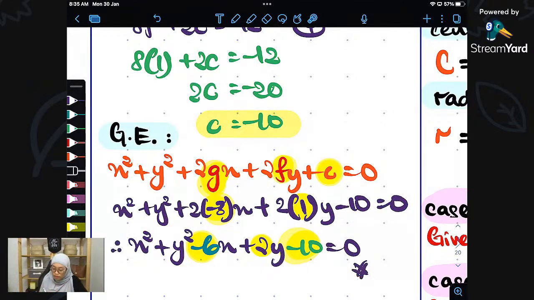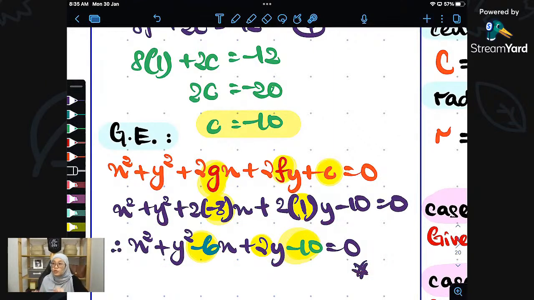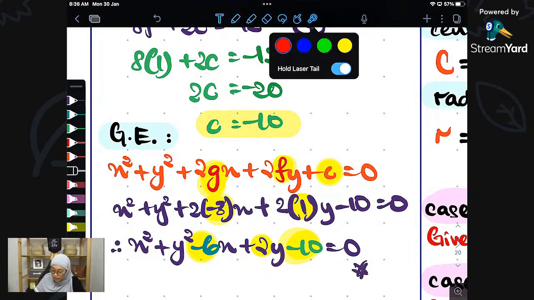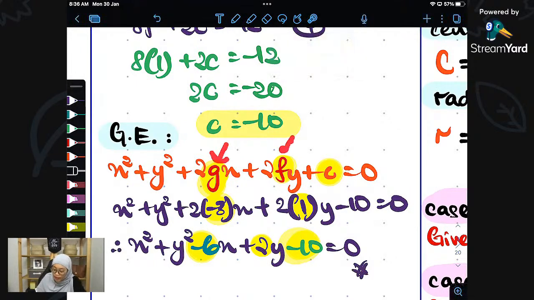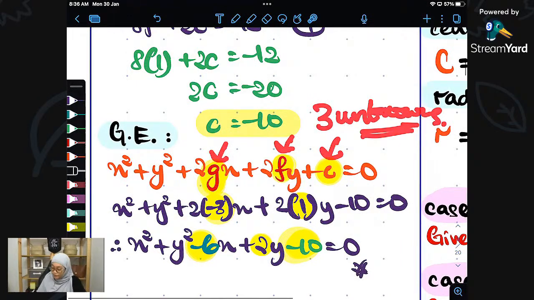This is our general equation. Just by using what? Just by using simultaneous equations. But the simultaneous equations find 3 unknowns. Which 3 unknowns? The 3 unknowns are G, F, and C. These are the 3 unknowns that you have to find by yourself.